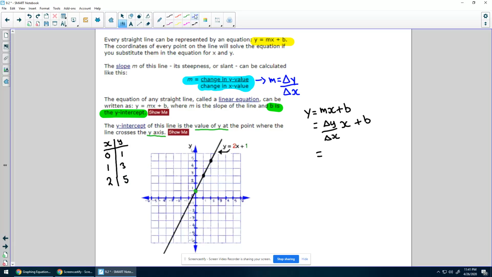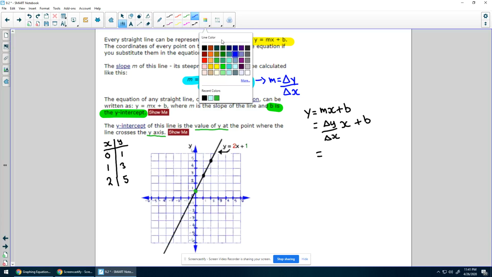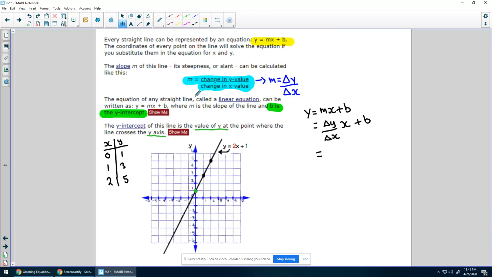Okay, so here. Our change in y, we are going up by 2. So that's going to be our change in y. Over our change in x, which is just 1.